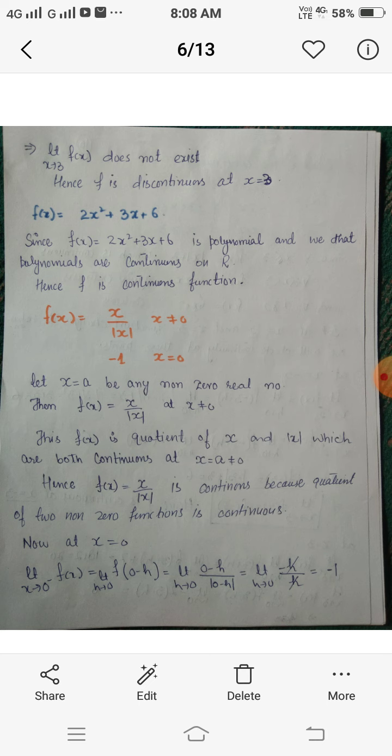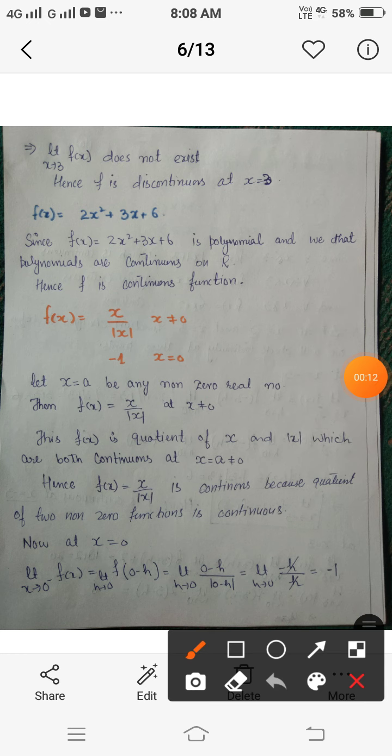Now the question is, prove the continuity of this function f of x equals 2x square plus 3x plus 6. Here 2x square plus 3x plus 6 is a polynomial, and you know that polynomials are continuous on R, that is, they are continuous at each and every point of R. In particular, this polynomial, that is 2x square plus 3x plus 6, is a continuous function.